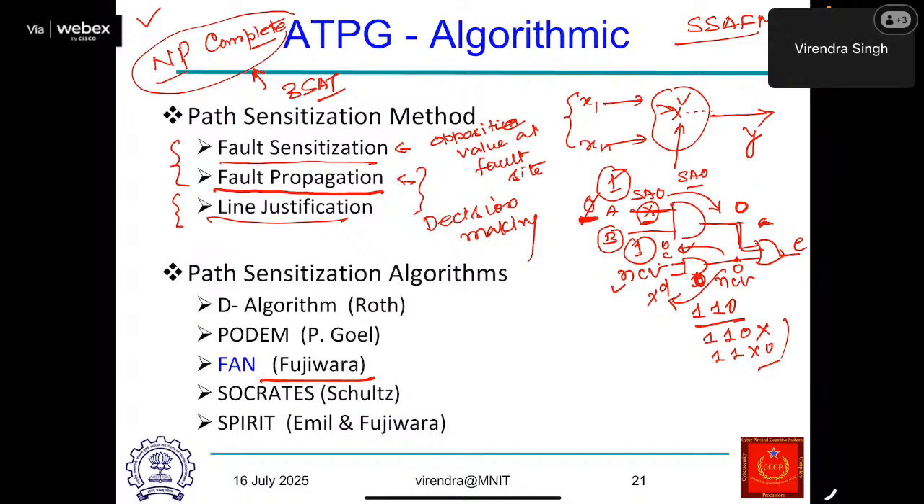Now, the first algorithm came around in 1968 by Roth from IBM. That is called the D algorithm, and I guess that algorithm was discussed yesterday. Then there were some shortcomings of the D algorithm, and then that D algorithm was further improved.